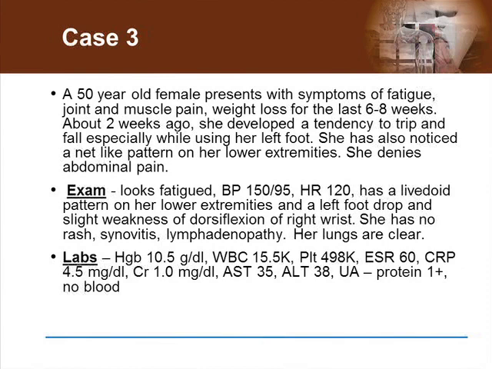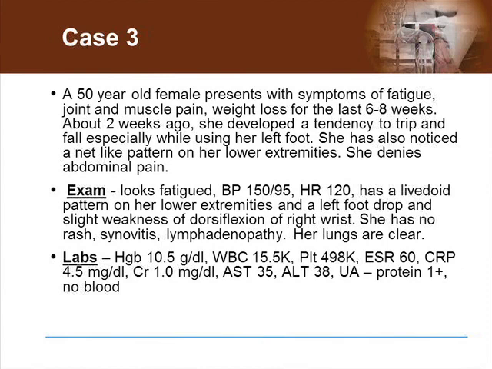On examination, she looks fatigued. She's hypertensive, tachycardic, has a livedoid pattern on her legs, and a left foot drop. On your neurologic exam, you also find she has slight weakness of dorsiflexion of the right wrist. She has no rash, synovitis, or lymphadenopathy, and her lungs are clear.